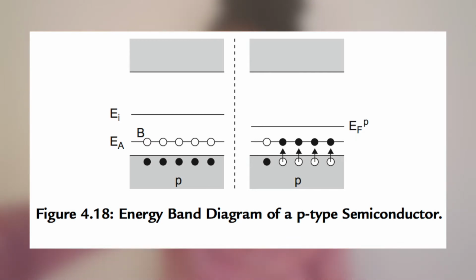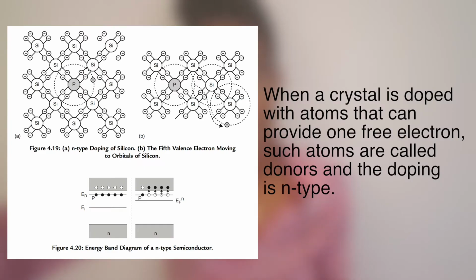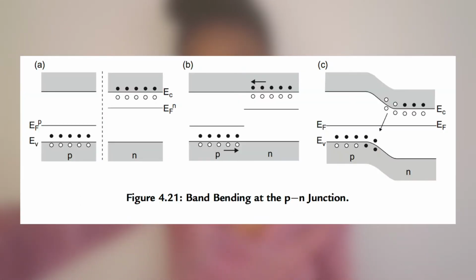Pretty cool, right? In an n-type doping, on the other hand, the crystal is doped with ions or atoms that can provide free electrons, and these atoms are called donors. For the n-type doping, these additional electrons from the donors can move to the conduction band and raise the Fermi level. Now, when p-type and n-type semiconductors are brought together, this is called a p-n junction.